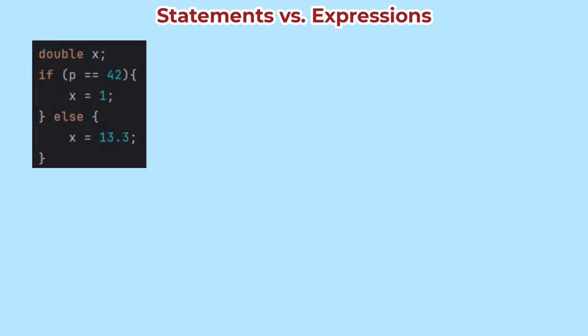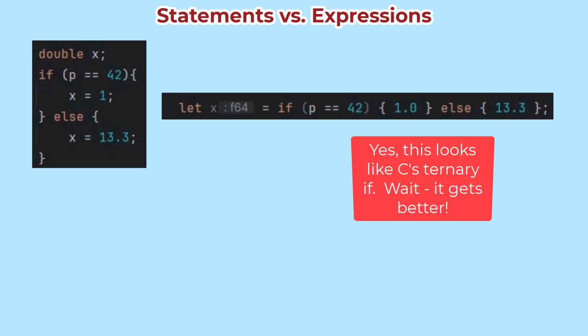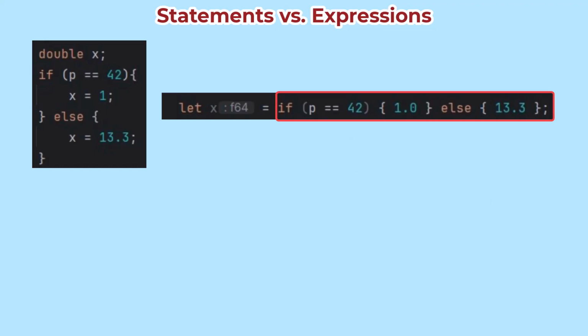Since this feels new, let's do another example. In C or Java, we might have written this. Notice how that requires that we be able to change the value in X. In those languages, the compiler would have initialized it to 0. That mutability is a risk, and we can avoid it in Rust. This if statement is an expression. It will evaluate to either 1 or 13.3, and that value will be stored into X. Since X gets its value where it's declared, we don't need it to be mutable.